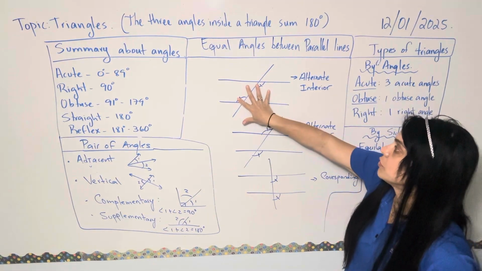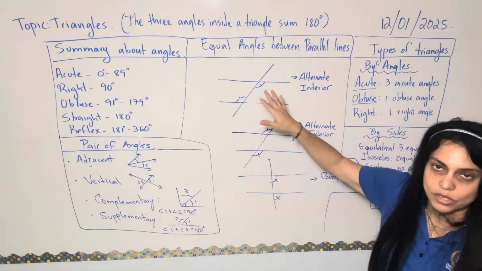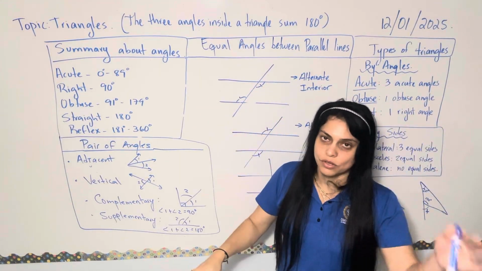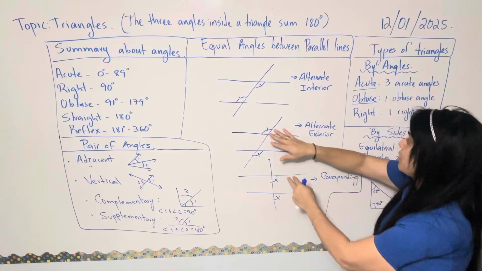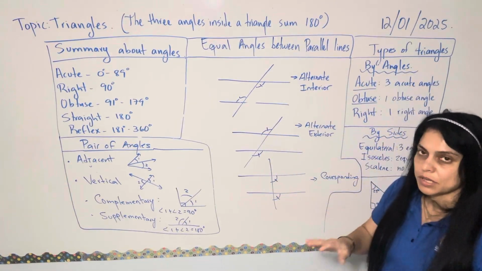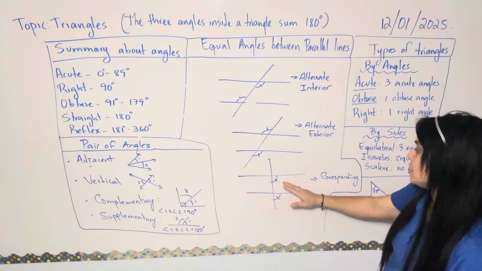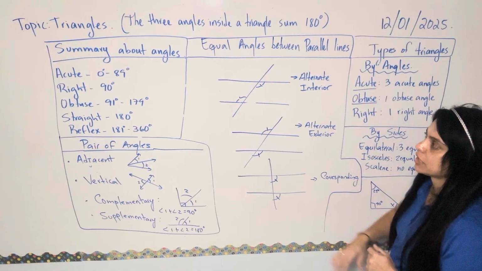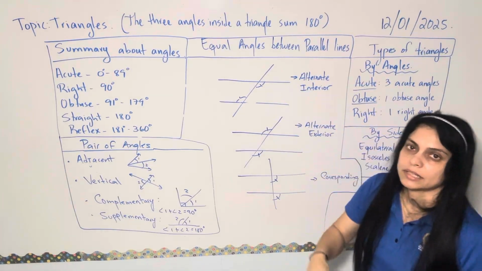All these angles are going to be exactly the same, they measure the same. So these two, being alternate interior, will be equal. If one is 20, the other one is 20. The same happens with the alternate exterior, they are going to be equal, measuring exactly the same, and the same happens with the corresponding angles. They are always going to be exactly the same.